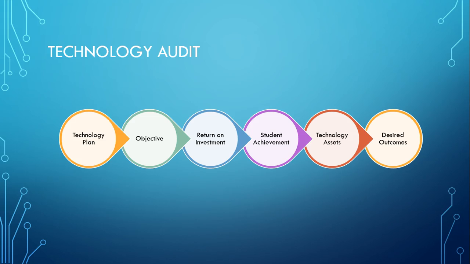So I began the process by looking at these 6 areas from left to right. Where is our technology plan? Do we have one? And what does it look like? What is our objective in meeting this audit? What is our return on investment for student learning? And that should be our focus. And that leads into our students achieving. What are our assets as far as technology is concerned, and what are our desired outcomes?